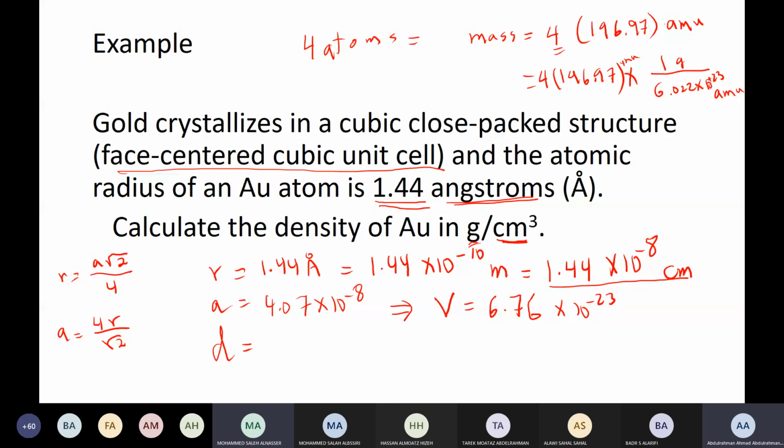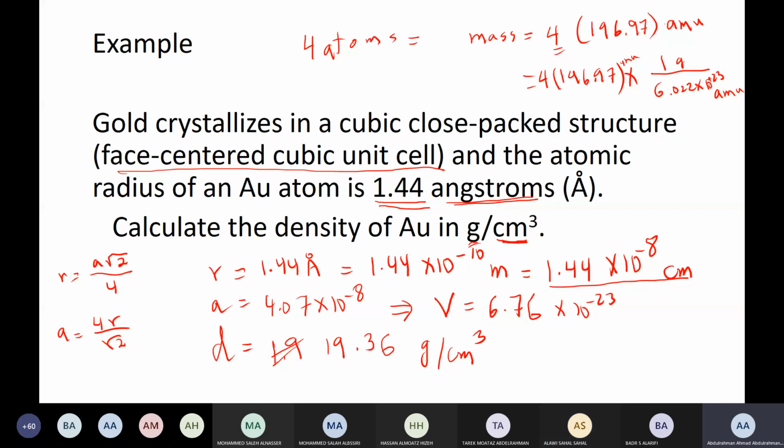1.94 multiplied by... 19.4. Okay, 19.4. I got it as 19.36 actually. 19.36 gram per centimeter cube. Do you know how to find the density now? Yes. Is it easy? Yes.